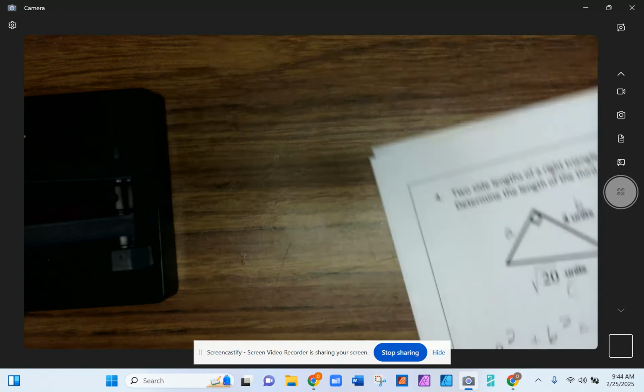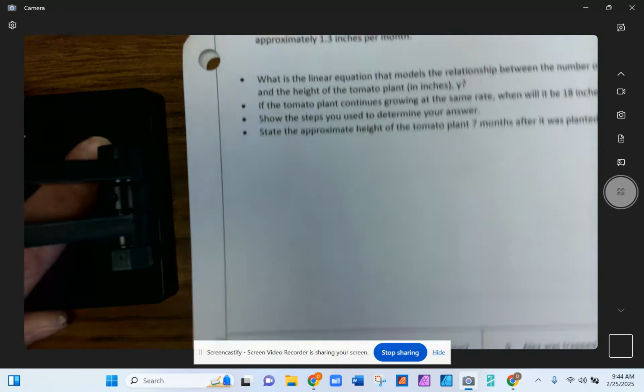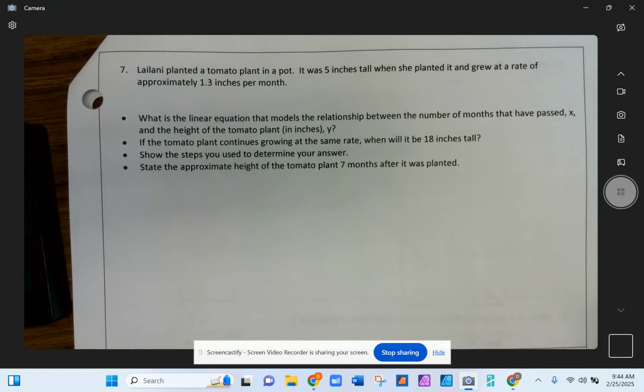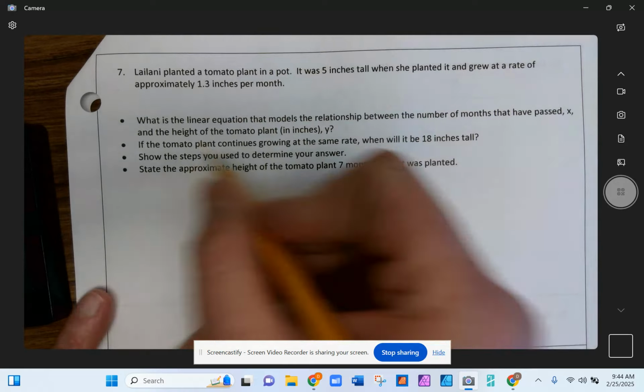Okay. Leilani planted the tomato plot. It was 5 inches tall when she planted it and grew at a rate of approximately 1.3 inches per month. What is the linear equation?